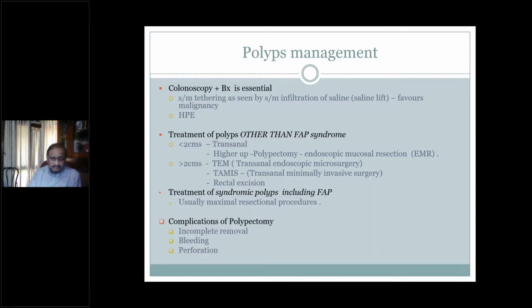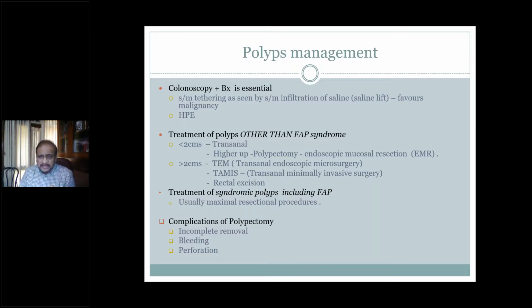A malignancy. So on the colonoscopy itself, you can get an idea whether the polyp that you're looking at is malignant or non-malignant. Because if you find the saline lift failing, then that basically tells you of a deeper tethering of this particular polyp, and chances of having malignancy in that patient, right? And then ultimately, when you've done a biopsy, it has to be sent for HPE and you get the frank diagnosis of this patient, right?